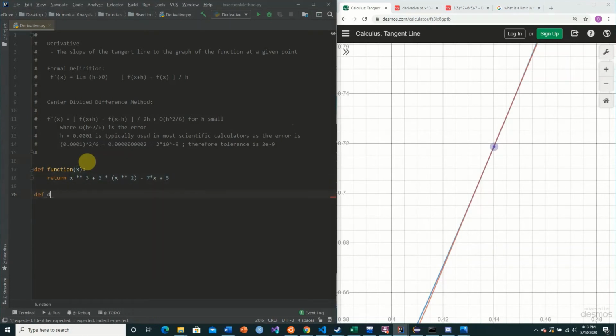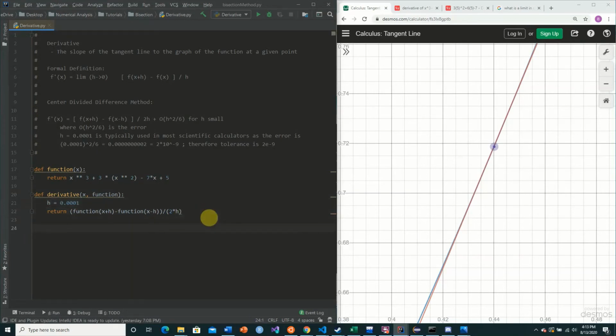Now we're going to define our derivative approximator. We're going to feed it an x value and a function, where x is simply the point at which we want to derive the slope. And we're simply going to return the function at x plus h minus the function at x minus h, divided by 2 times h, where h is given by 0.0001. So there we have it. We have our function and our derivative approximator.